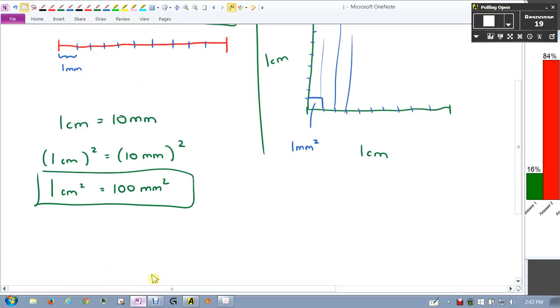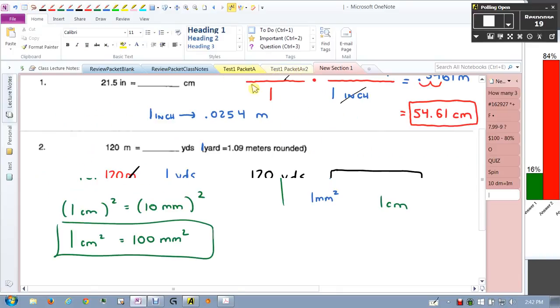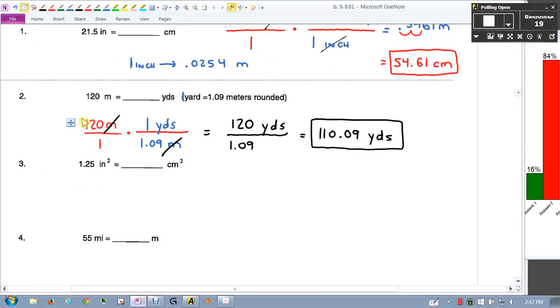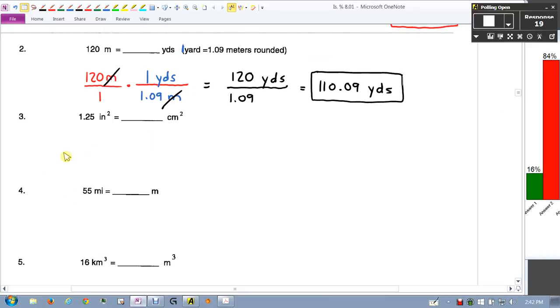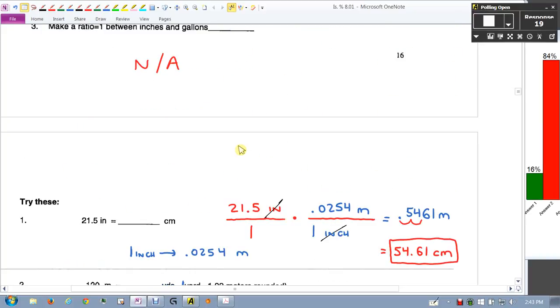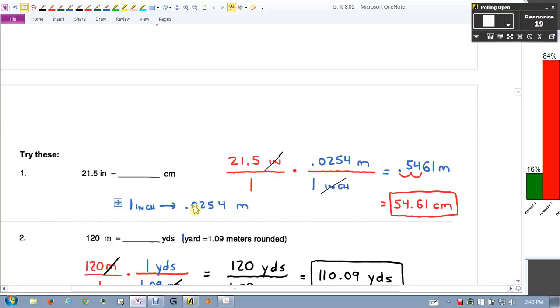Okay, with all of that in mind, let's get back to the problem we were just looking at. 1.25 inches squared to centimeters squared. So here's how I'm going to start. I'm going to start by figuring out the relationship between inches and centimeters. What's the relationship between inches and centimeters? Do we have that somewhere? Well, this was to meters, right? We had to go from inches to meters first, and then to centimeters.